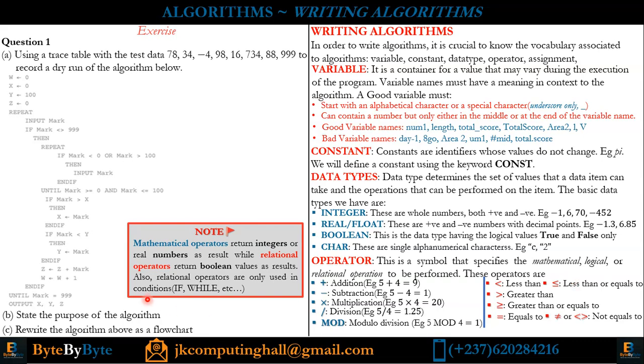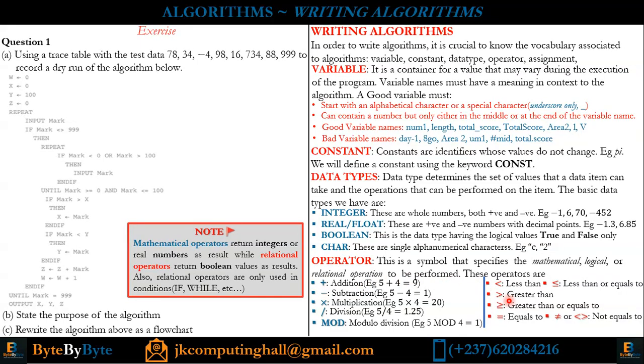Very important. Mathematical operators return integers or real numbers as result. That is, if you use any of these, your answer will either be an integer or real number. But modulo returns only integers, while relational operators return Boolean values as result. Also, relational operators are only used in conditions.